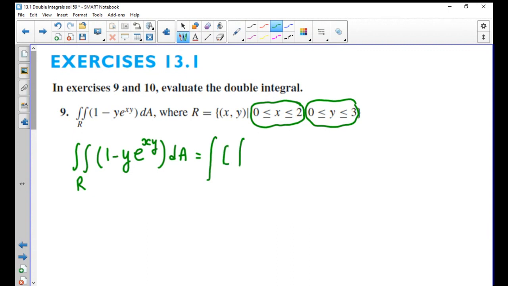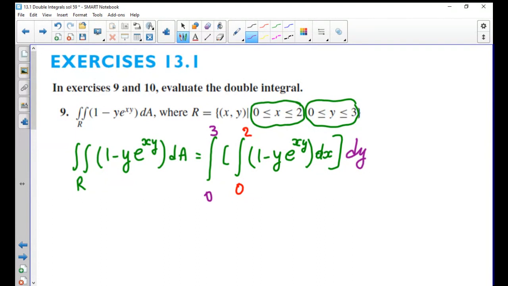So this time I need to integrate with respect to x, so it will be 1 minus y e^(xy) dx. So integrate with respect to x first, from what to what? From 0 to 2. And then with respect to y, from 0 to 3. Okay. So let's see how we can calculate this. Leave 0 to 3 there.